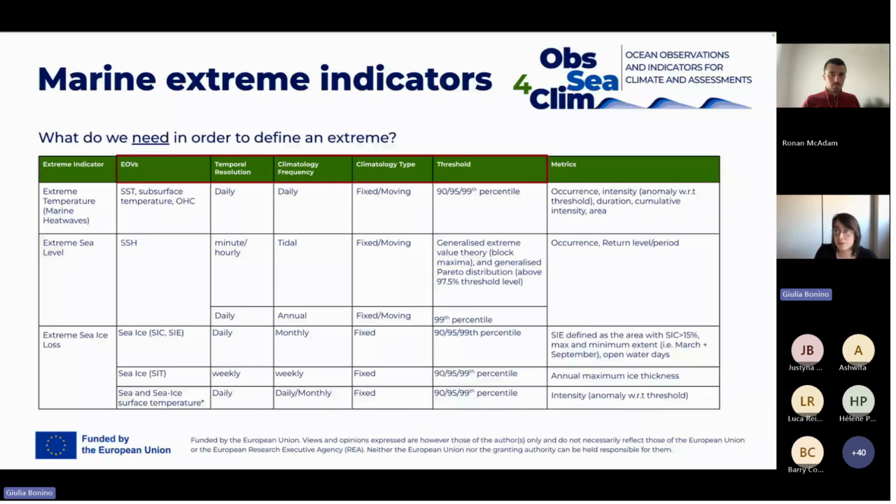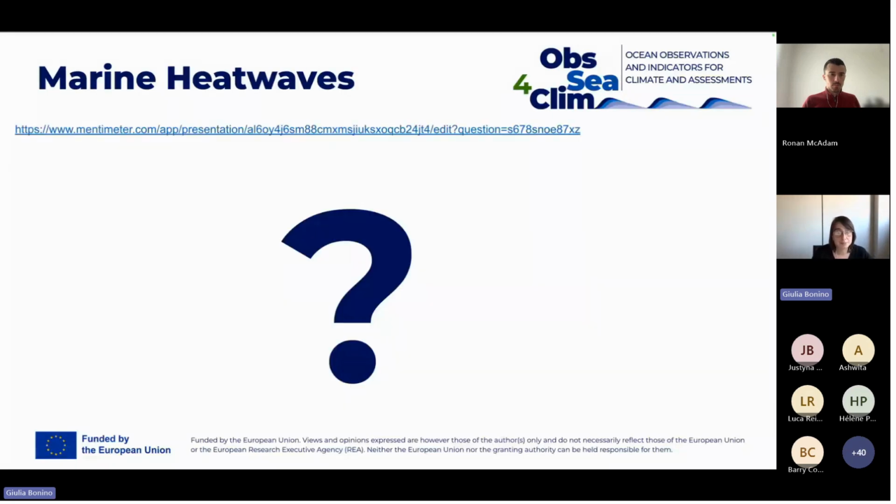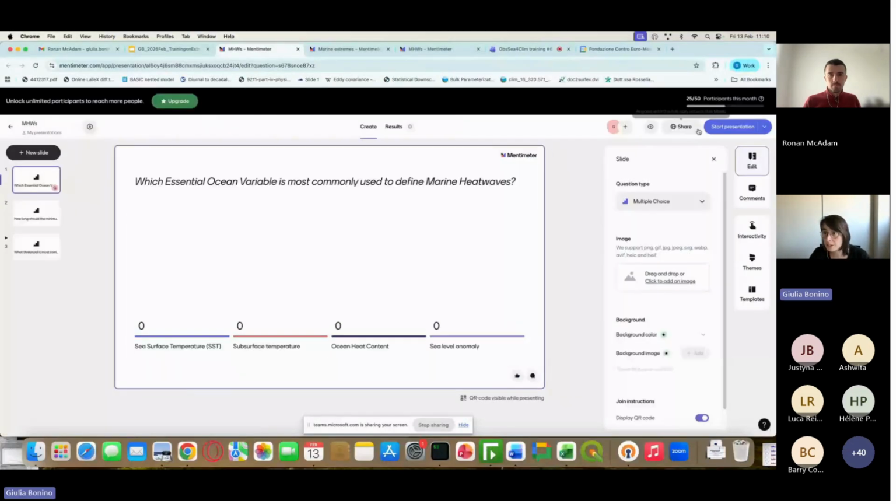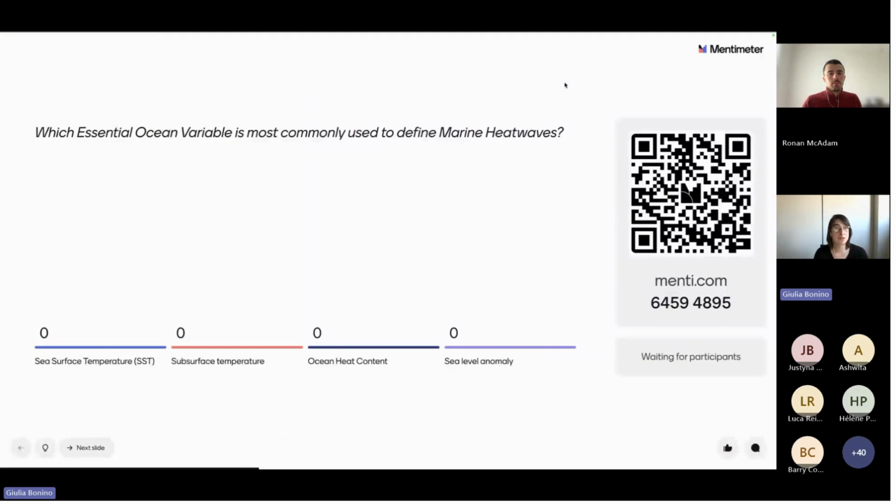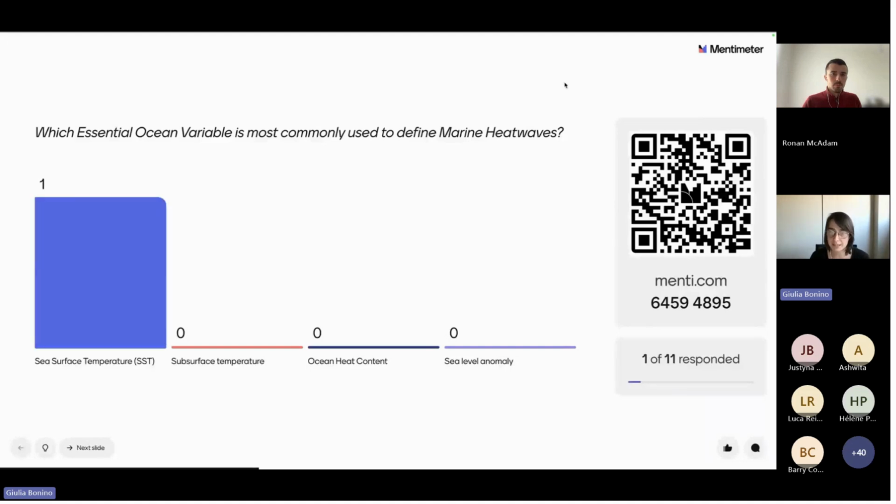Now, since the presentations from Roshin and Ronan will be on marine heatwaves, we will go into detail on the definition of marine heatwaves, and I prepared another Mentimeter. I will start the presentation here. Here we have 3 questions. The first question is, which essential ocean variable is the most commonly used to define marine heatwaves? We have sea surface temperature, subsurface temperature, ocean heat content, and sea level anomaly.